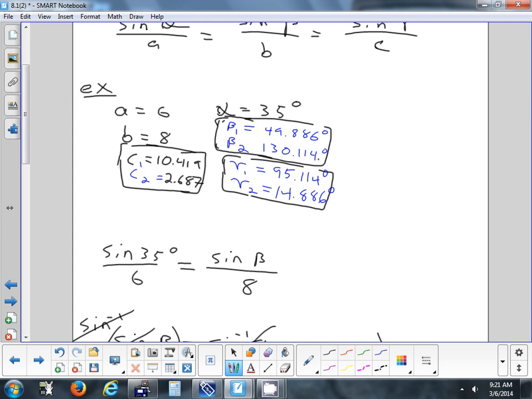So now it works fine. Everything looks reasonable. It doesn't guarantee we have the right answer, but that's always a good thing to check. If you ever end up with the biggest angle across from the smallest side, something's really wrong. Something went really wrong somewhere. Okay. Any question on that?